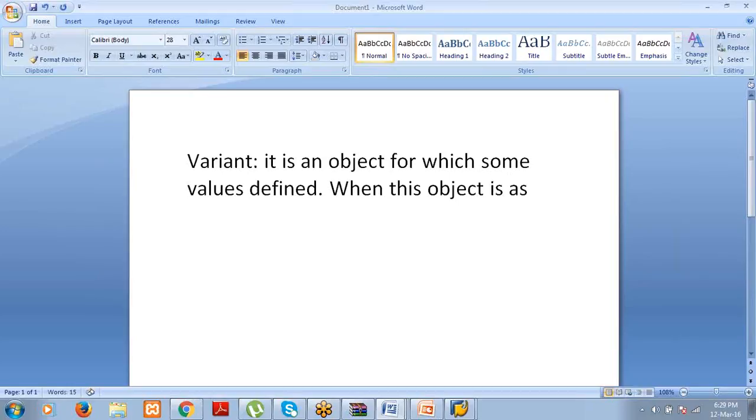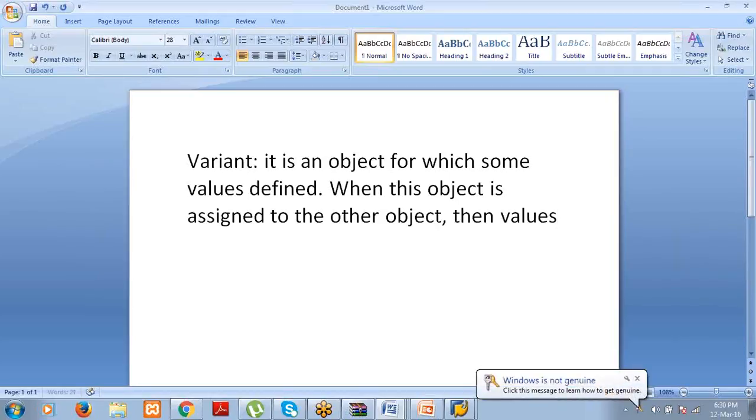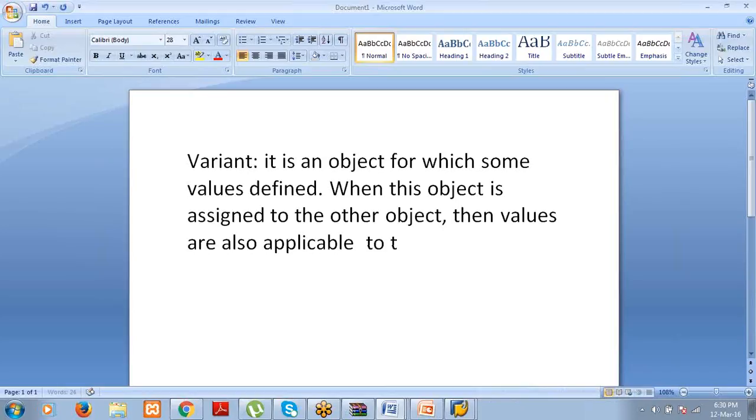When this object is assigned to the other object, then the values are also applicable to that other object. This is called variant principle.